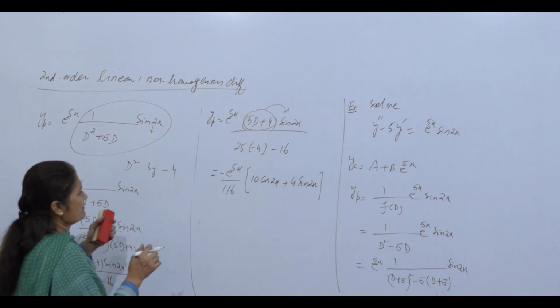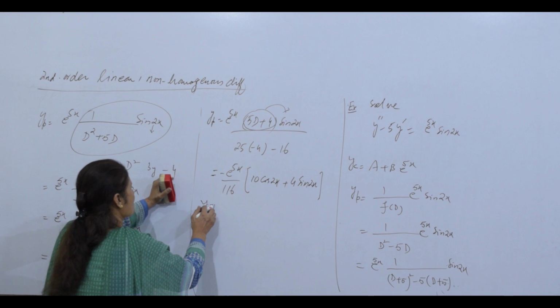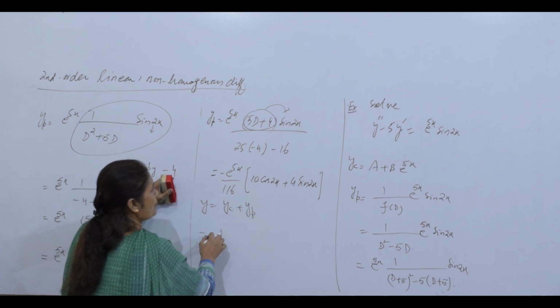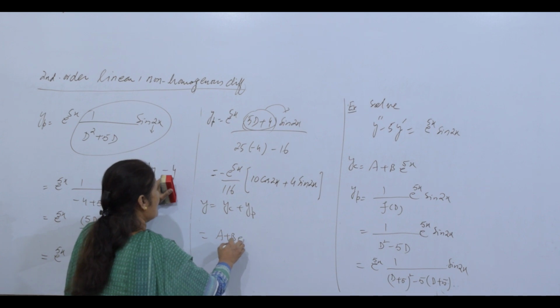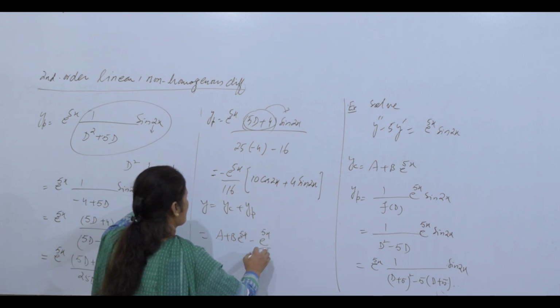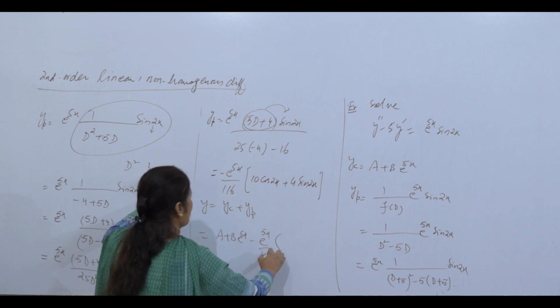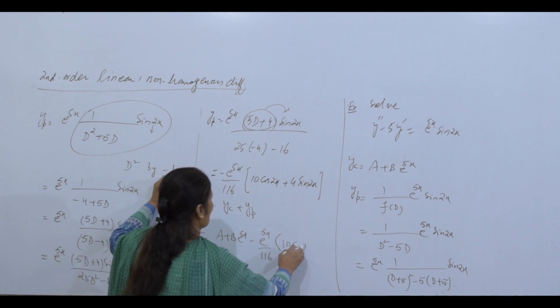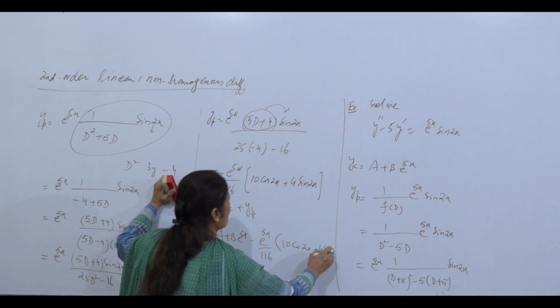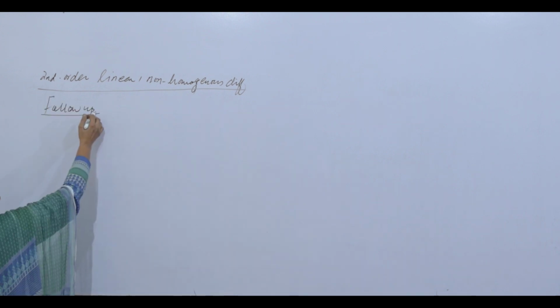You have yc and yp. The general solution will be yc plus yp. Write down: (a plus b x) e^(-5x)... minus e^5x by 116 times the bracket 10 cos 2x plus 4 sin 2x.